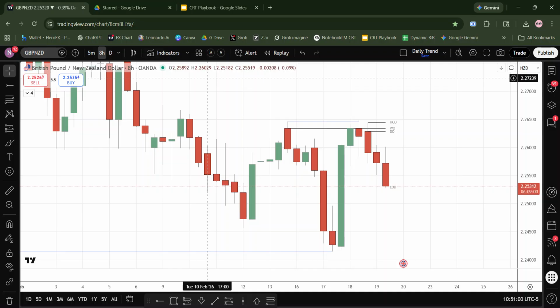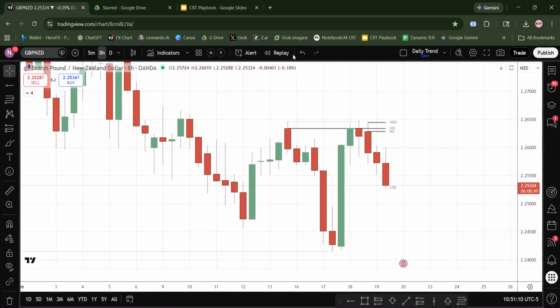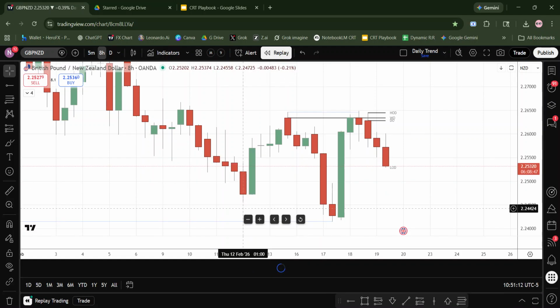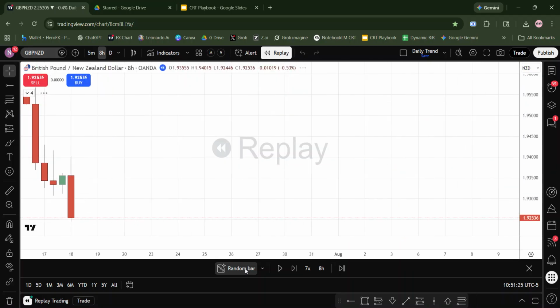I'm going to do a few on the daily and then a couple on the 8 hour. And I'm just going to do pound New Zealand. Why pound New Zealand? There's no specific reason. I'm not saying this is the best pair to trade. So we're going to just do a random bar here. The only indicator I'm going to use is this mark level. It's going to be showing me the high and low of the day, daily open price, weekly open price, and I'm going to do high and low of the week as well.